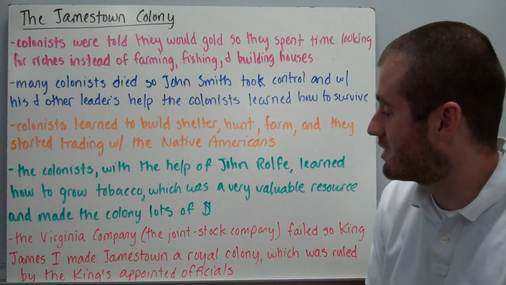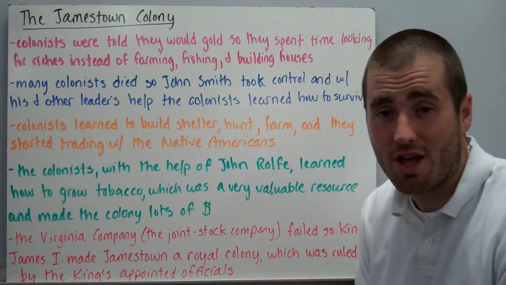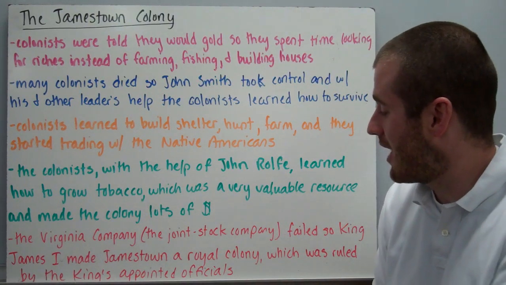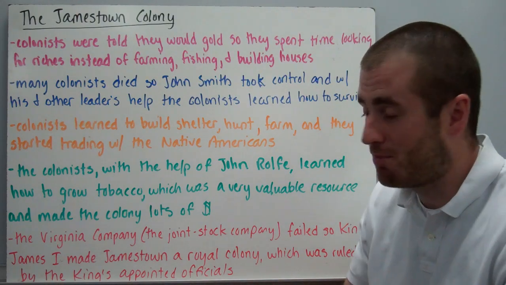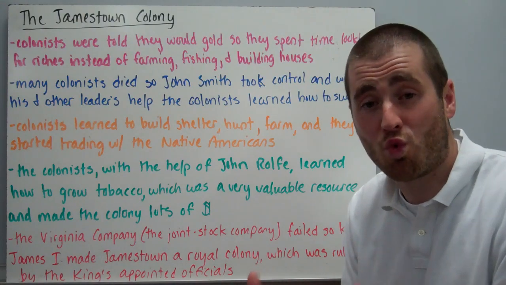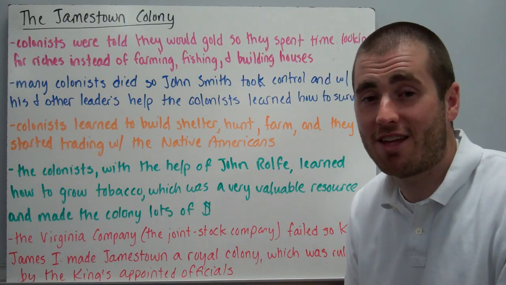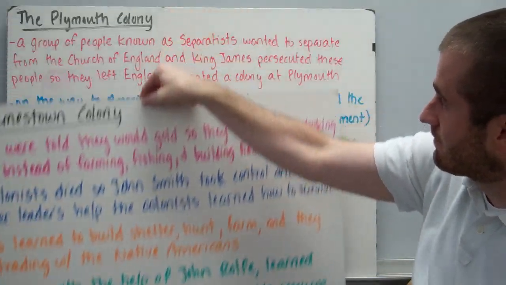The Virginia Company, which founded the Jamestown colony, this joint stock company, failed. So King James I made Jamestown a royal colony, which are going to become important later on, and it was ruled by the king's appointed officials. So instead of being ruled by a group of investors, Jamestown became a royal colony, and it was ruled by the king, basically the people he appointed. So that's the Jamestown colony.